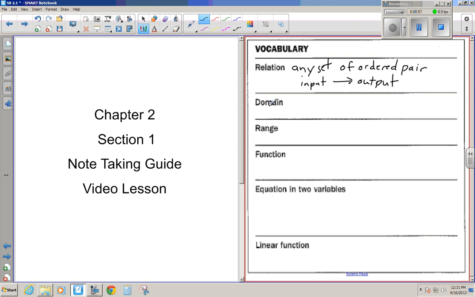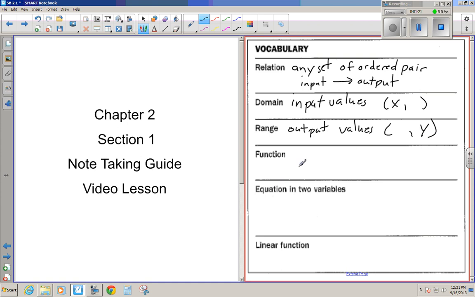All right, the domain is all of the input values. Usually it's the x's. The range is the output values, and typically it's the y's.